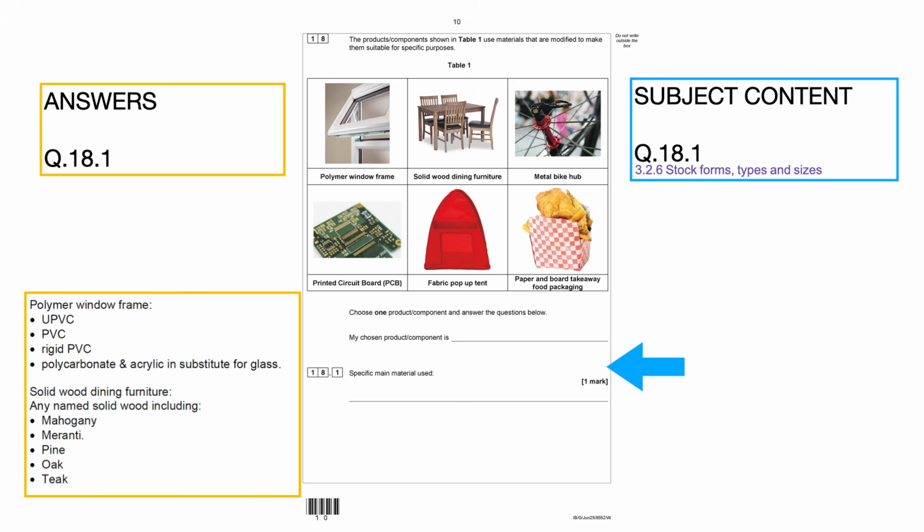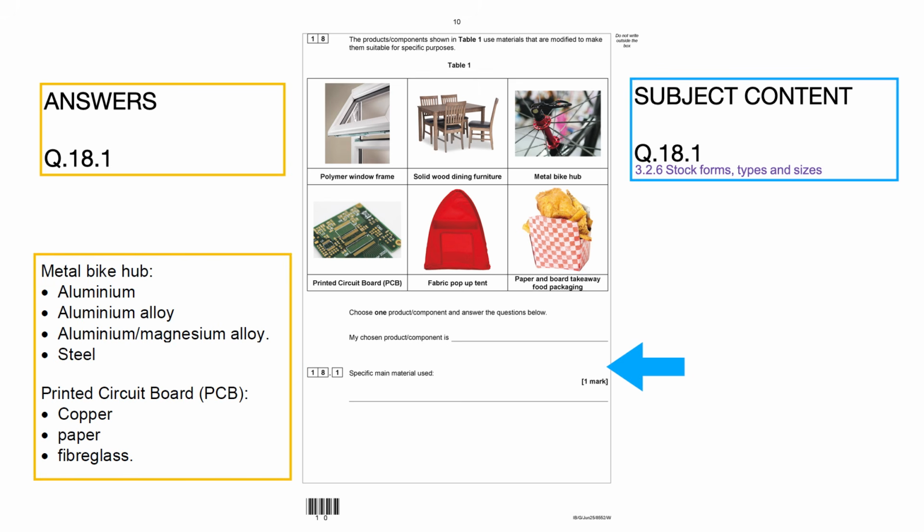So if you chose the polymer window frame, you could have UPVC, PVC, rigid PVC, polycarbonate and acrylic in substitute for glass. If you pick the solid wood dining furniture, you could have mahogany, Meranti, pine, oak and teak. If you chose the metal bike hub, you could write aluminium, aluminium alloy, or aluminium magnesium alloy or steel.